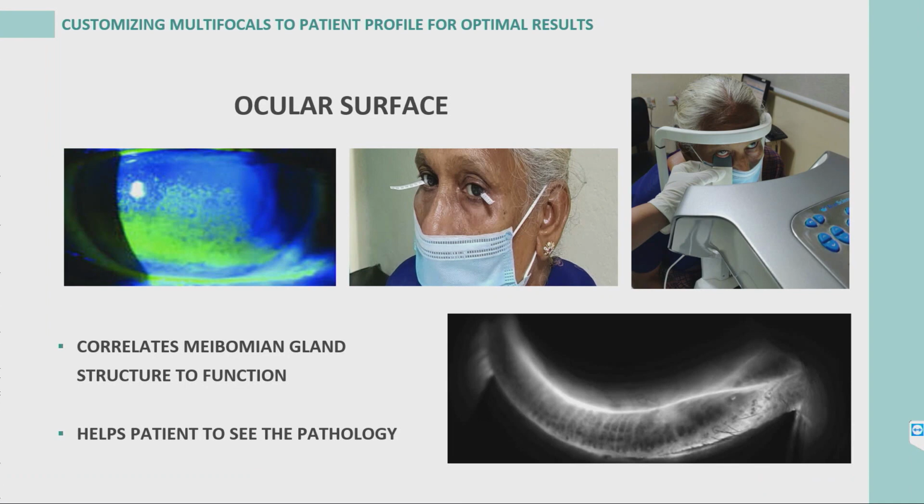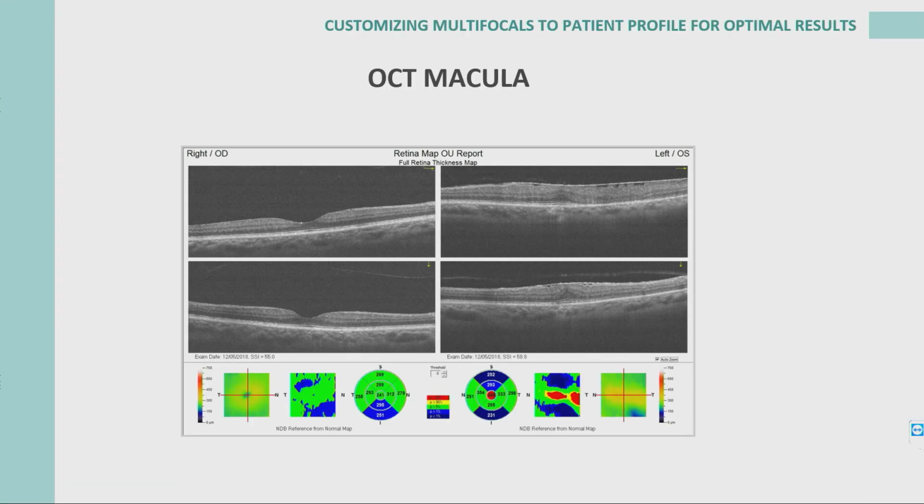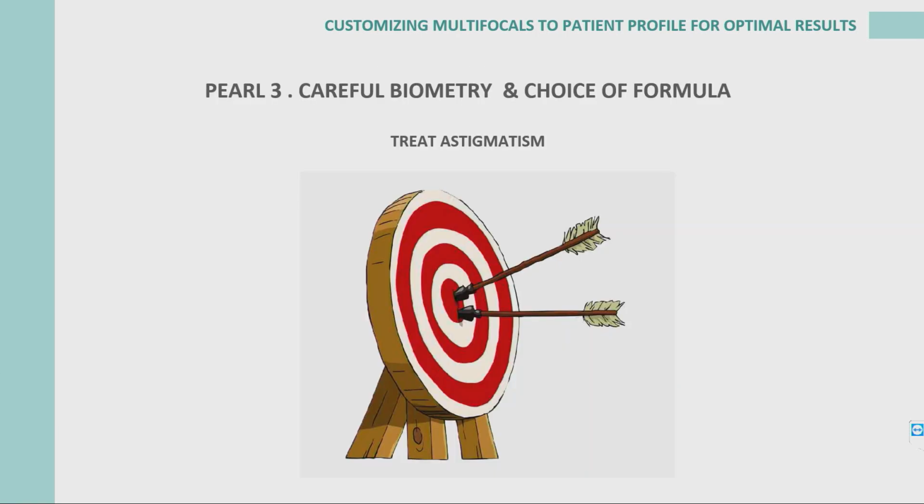If you have access to meibography, even go ahead and look at the tear film, look at the hyperosmolarity, treat the dry eye, and then do your biometry. It is very important to do the OCT macula, rule out an ERM, lamellar hole, everything which could hinder the contrast, and accordingly decide whether you're going to go for multifocality.